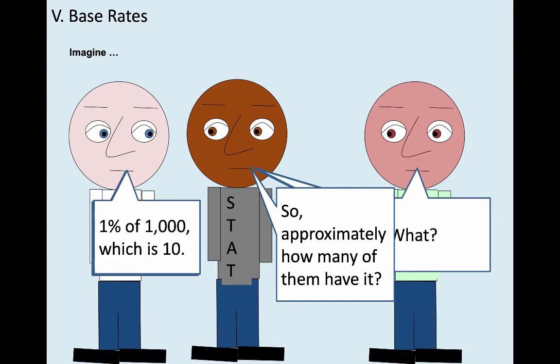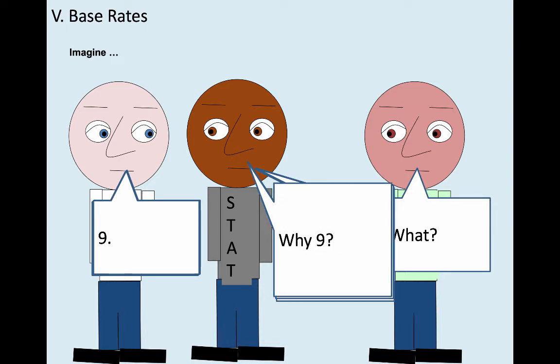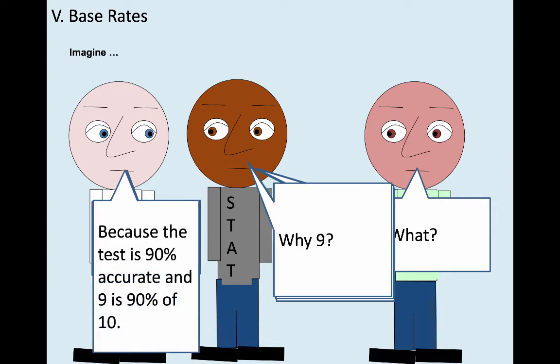So then she says, well, approximately how many of the people you tested would you expect to have the virus? And the doctor says, well, 1% of 1,000 is 10, so 10 people. And the statistician says, right. Now, of those 10 who are infected, how many do you expect to test positive? We know that just based on the base rate, based on the fact that 1% of people have it, and you tested 1,000. So how many of those 10 who actually have it do you expect to test positive? And the doctor says, well, 9. And the statistician says, why? And the doctor says, because the test is 90% accurate, and 90% of 10 is 9.